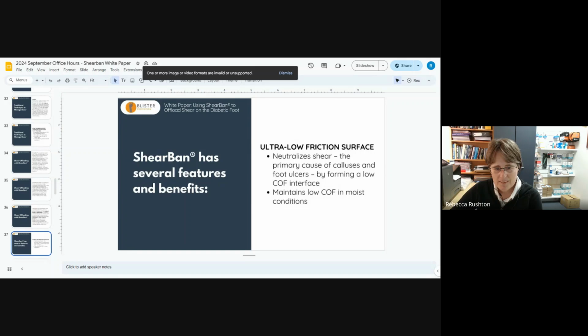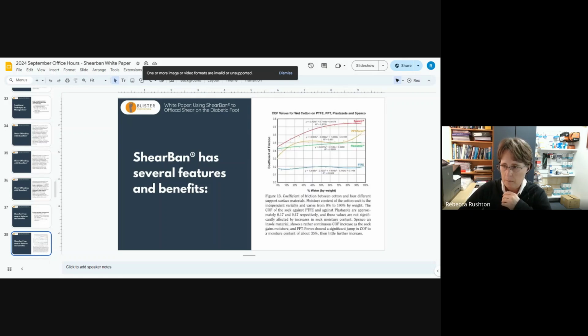Okay, let's have a look at the features and benefits of ShearBan. So ShearBan has an ultra low friction surface. So that neutralizes shear, the primary cause of calluses and foot ulcers, by forming a low coefficient of friction interface between the sock and the shoe. And it maintains a low coefficient of friction in moist conditions. Now, the diabetic foot may not sweat that much, like when we're dealing with athletic foot blisters, but we do get moisture from wounds. So it's good to know that even in high moisture environments, it keeps the coefficient of friction relatively low.